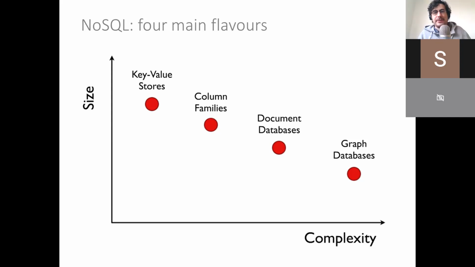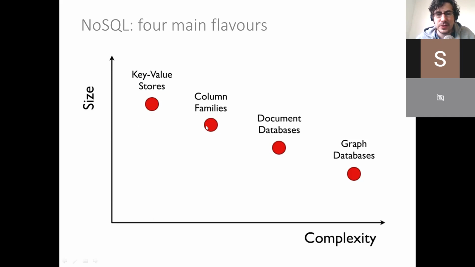So the four main flavors that we see are key value stores. These are by far the simplest. They're effectively like a dictionary, a map. Given a key, get a value. And these are the most scalable, but they're also the simplest. So all they allow you to do is have a map with a put, get, remove type interface.